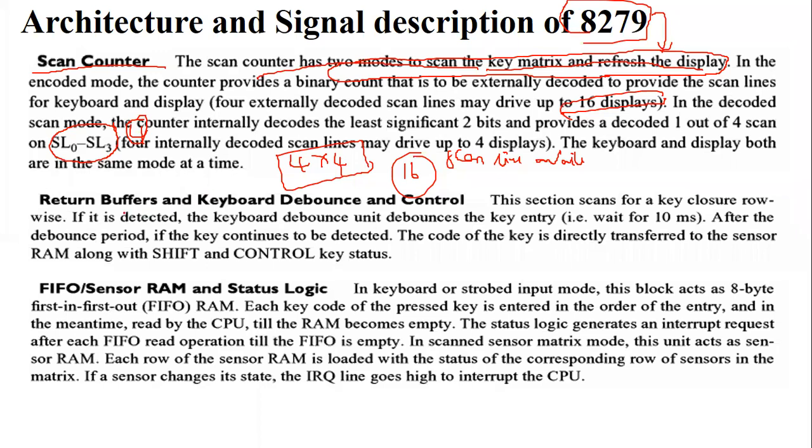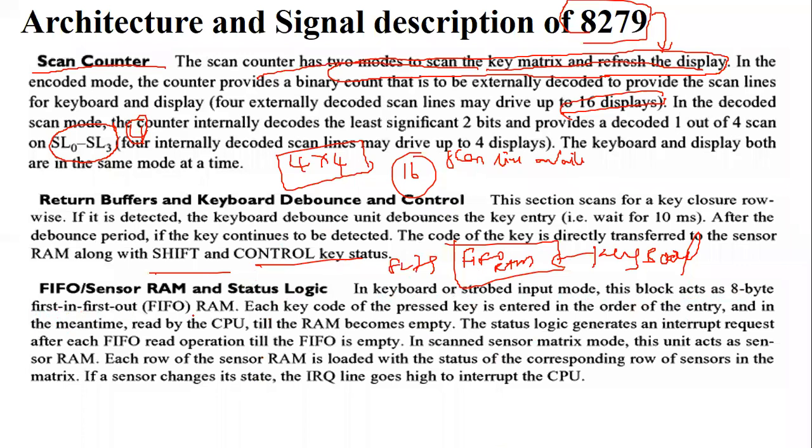At the same time, you have the lines called shift and control keys. What are these shift and control keys? These shift and control keys are used to transfer the data from the keyboard to the FIFO RAM, the 8279 FIFO RAM. So what is that FIFO sensor RAM? It can store the keyboard data of 8 characters.